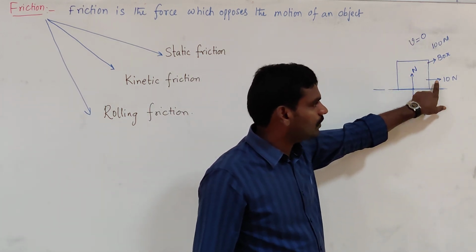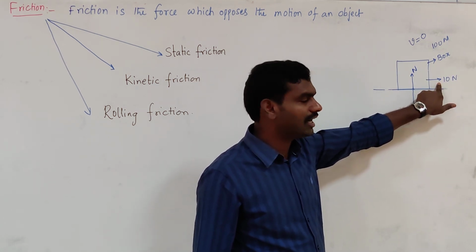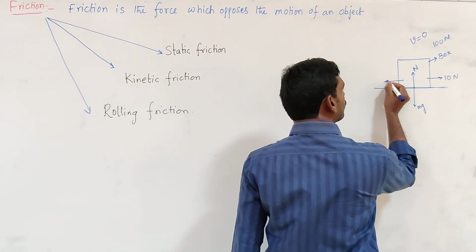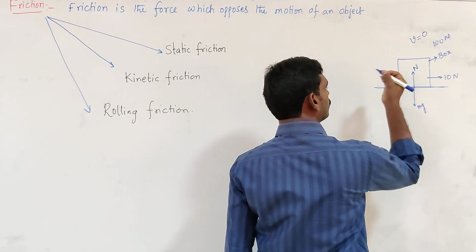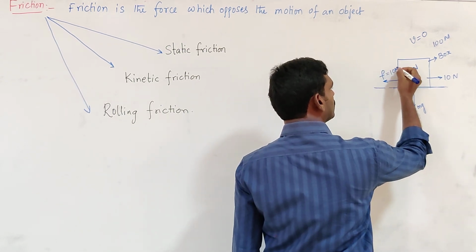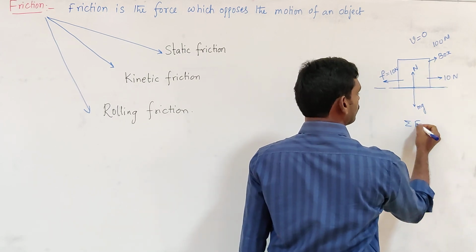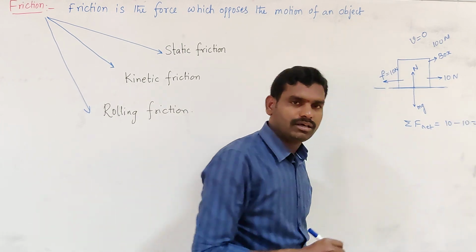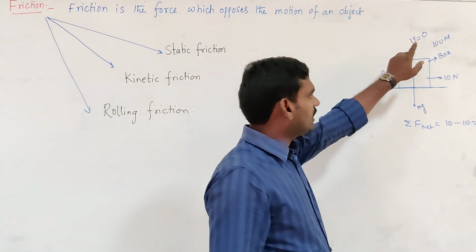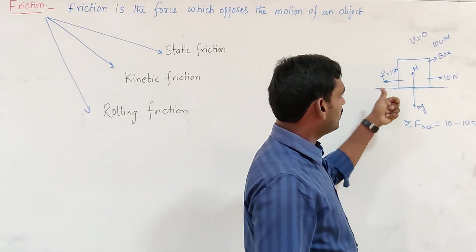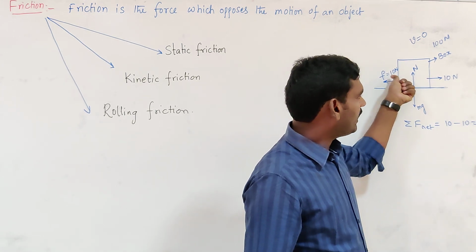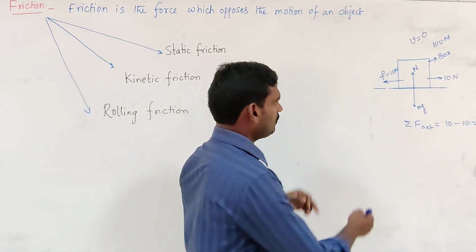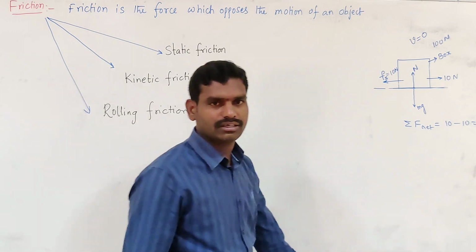So what is the force that counteracts the applied force in the horizontal direction? Frictional force is acting opposite to the 10 newtons. This friction force is also equal to 10 newtons. So the net force will become 10 minus 10, which is 0. That is why the body is still at rest. Here the frictional force is 10 newtons, acting opposite to our applied force. Still the body is at rest, so this frictional force we call static friction.